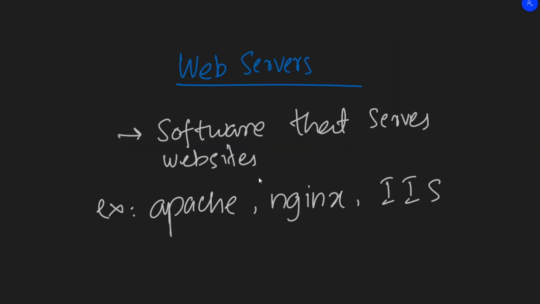So what is a web server? It's a software that serves websites, as simple as that. For every website out there, it needs to have a web server to serve those pages. And examples of a web server would be Apache, Nginx, or IIS, which is a Windows specific web server.